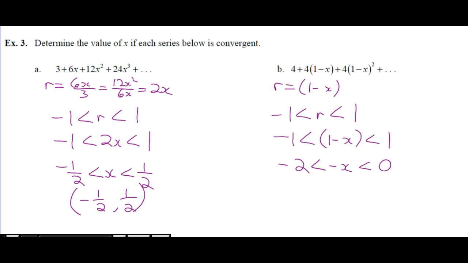But we don't want a negative x. So what are we going to do? Multiply by -1. It's going to flip all the inequalities, right? And what are we going to end up with? X is going to be between 0 and 2, right? Well, I mean, you could write 2 is greater than x is greater than 0, but I like going left to right. So x is between 0 and 2.